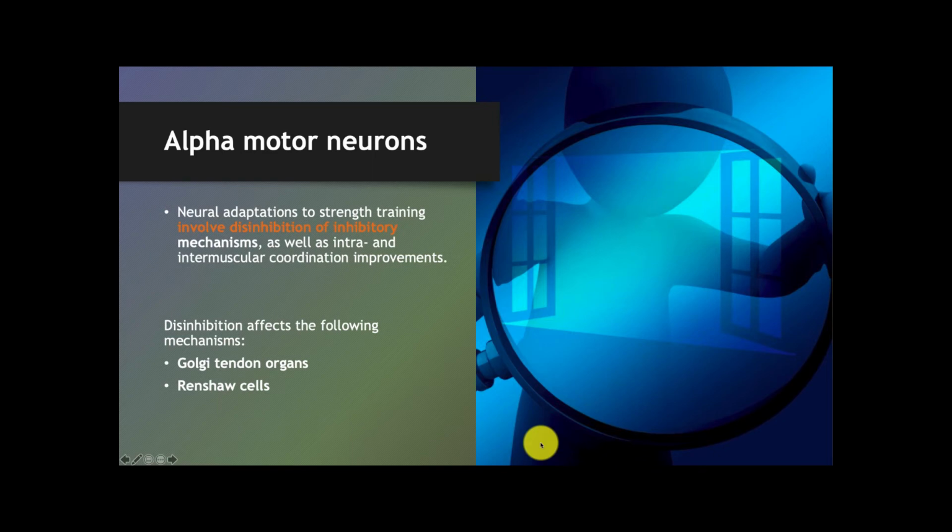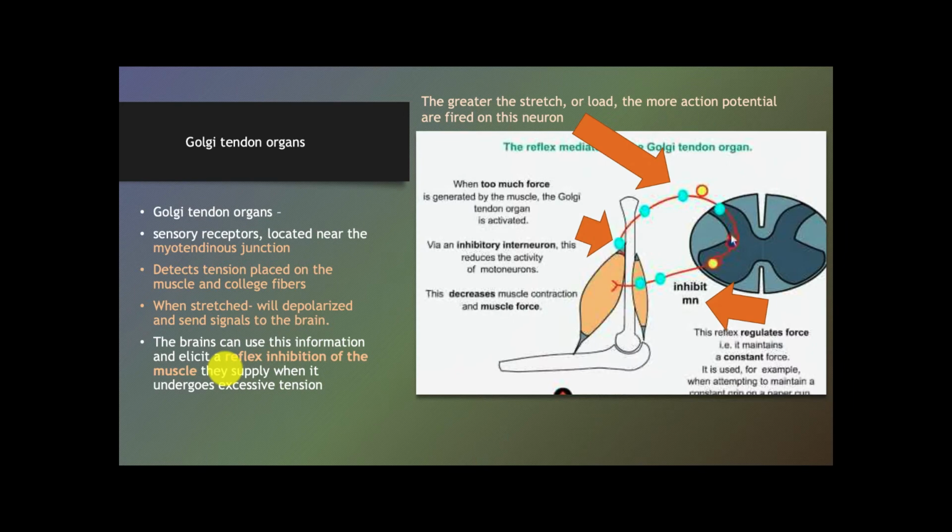So let's talk about how the disinhibition will affect these two mechanisms here. Basically, they'll become a little less strict in regulating how much weight you can put up. So we know that the Golgi tendon organs are sensory receptors, right? And we know that they are located in the myotendinous junction, which is here, where the tendon connects with the bone and where the tendon connects with the tissue. So this neuron bundle in the myotendinous junction is really sensitive to pressure. And when a muscle receives a lot of force, that pulls on the myotendinous junction, and the Golgi organ essentially stresses.